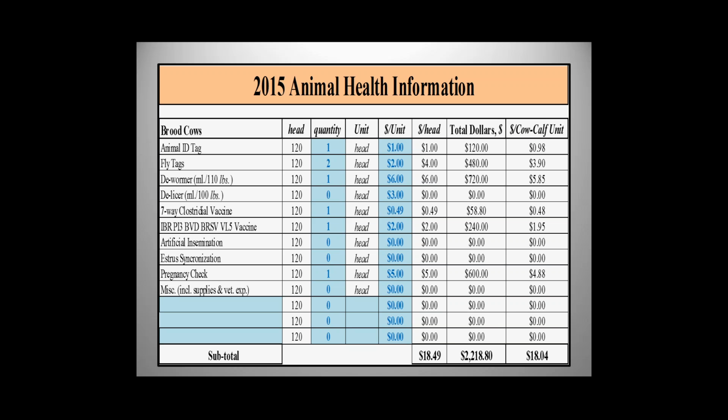Simply insert the number of head, the quantity given, and the unit or the price per unit, and the worksheet is going to calculate your animal health costs for you.